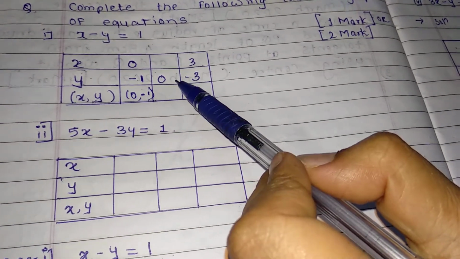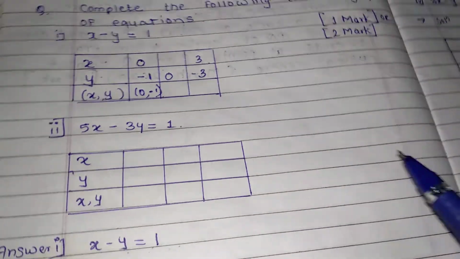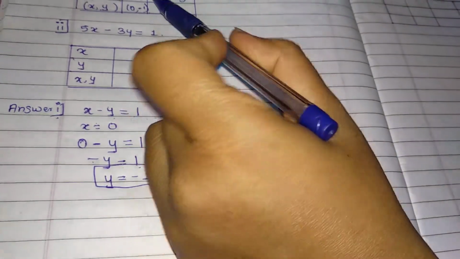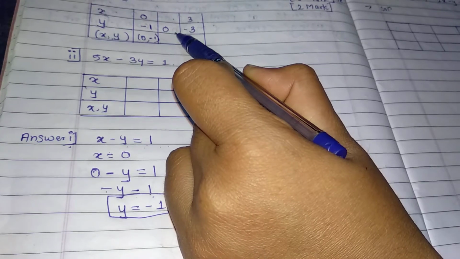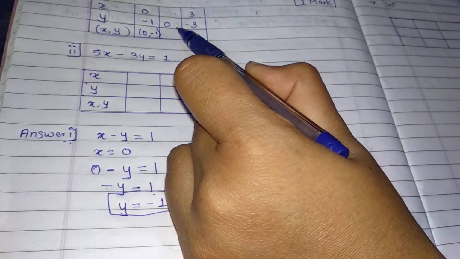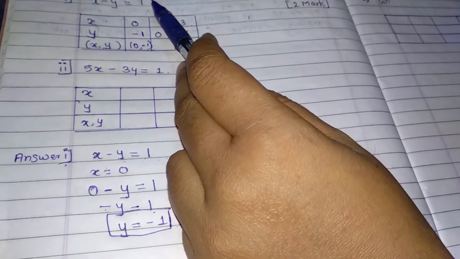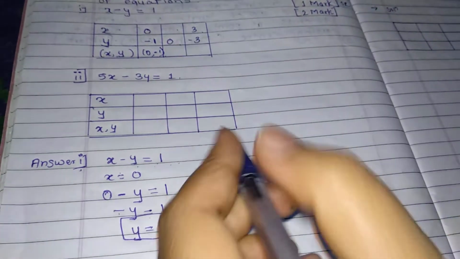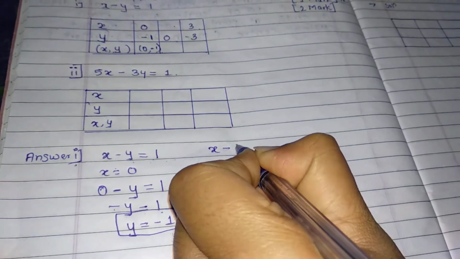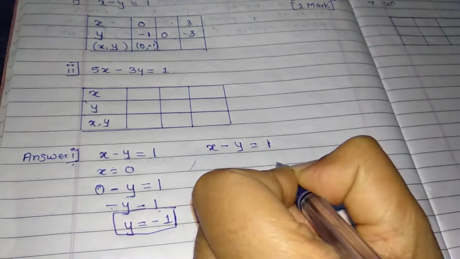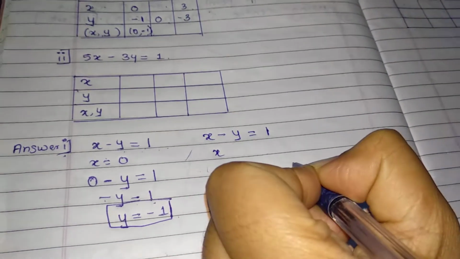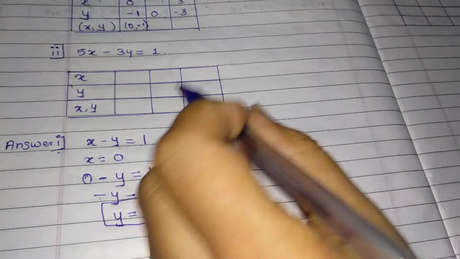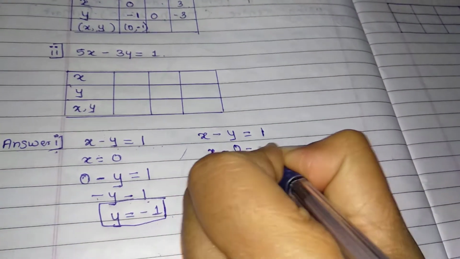Now we are going to go to the next column. Here the x value is not given, and the y coordinate is given, and the y coordinate is 0. That y value we are going to substitute in this equation. So again we are going to write the equation here: x minus y is equal to 1. The x value is not given, we have to find it out. So I wrote x as it is, minus y value, which is 0, is equal to 1.